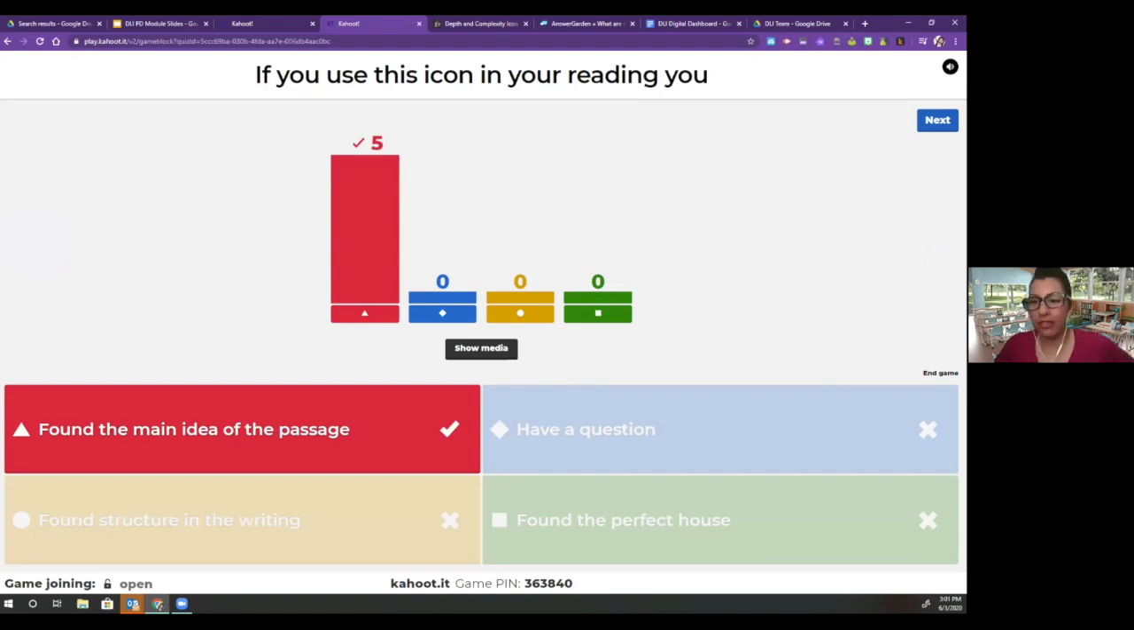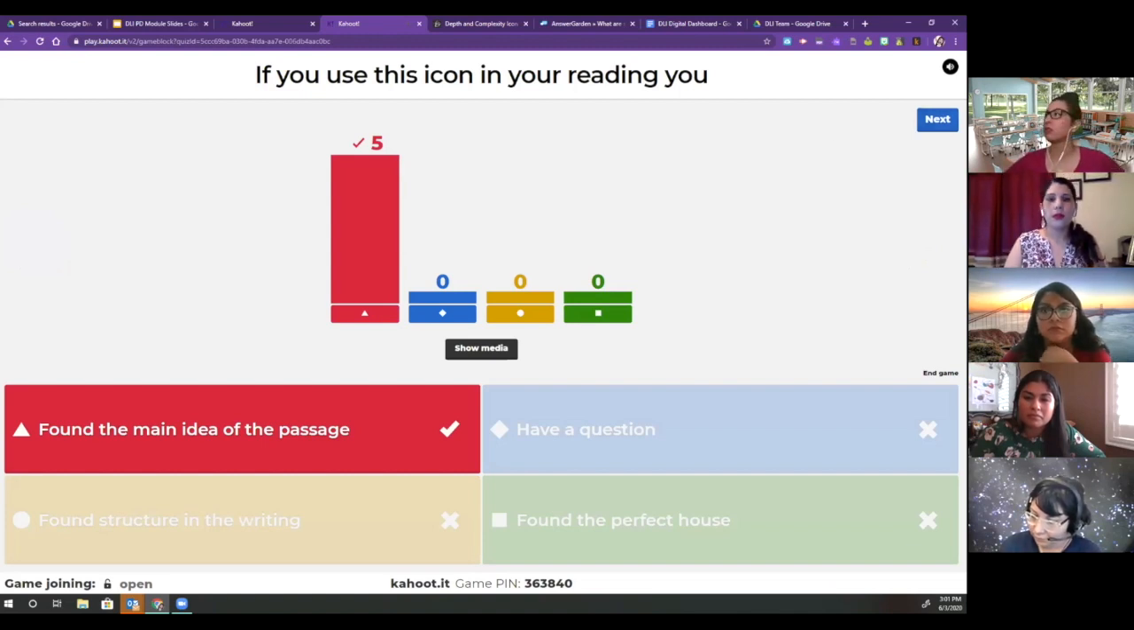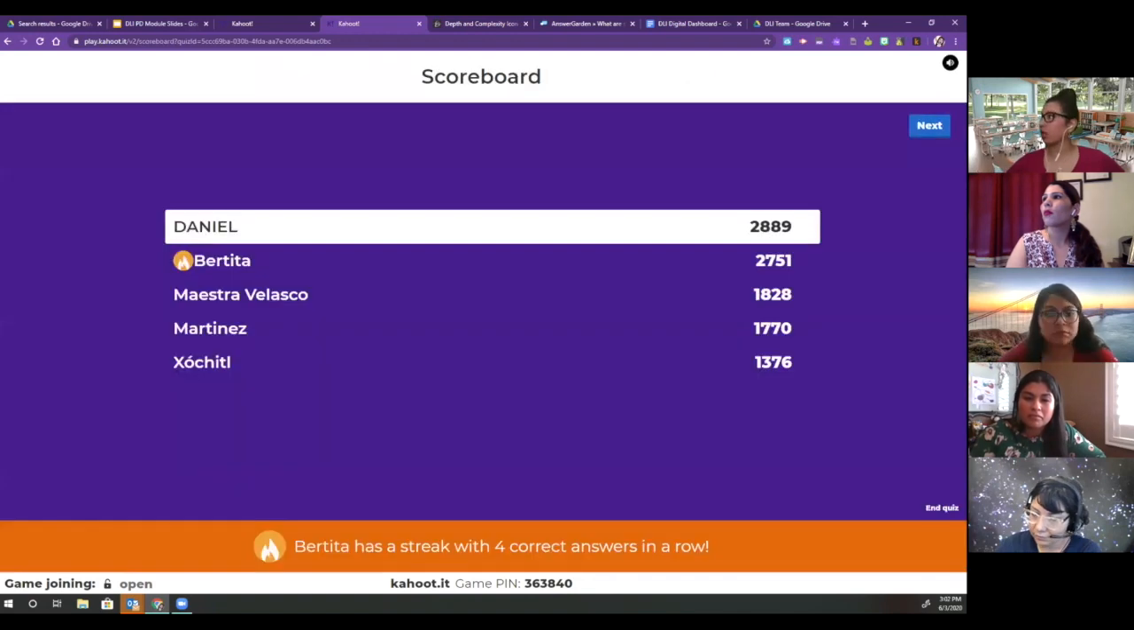Very good. And I think I forgot to mention, I actually used this with my students. This is one way, when you're teaching the icons, to check in on whether they understand when they could use this. That's why it says when you are reading, or when you're doing your annotation. But yes, the main idea, and also the theme. The main idea or theme of whatever topic you're learning.